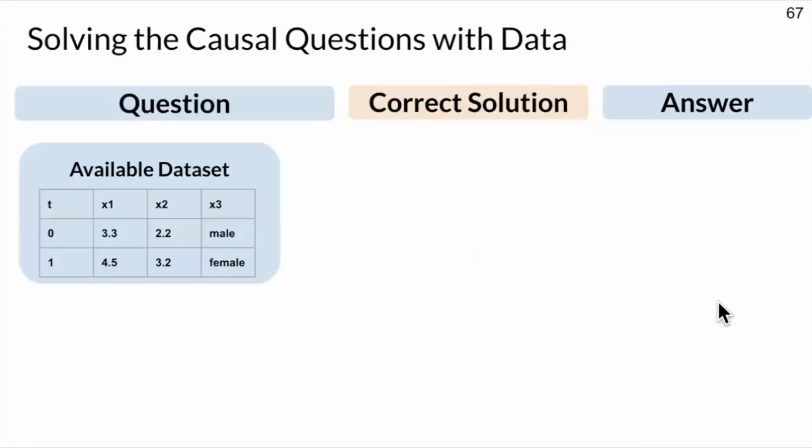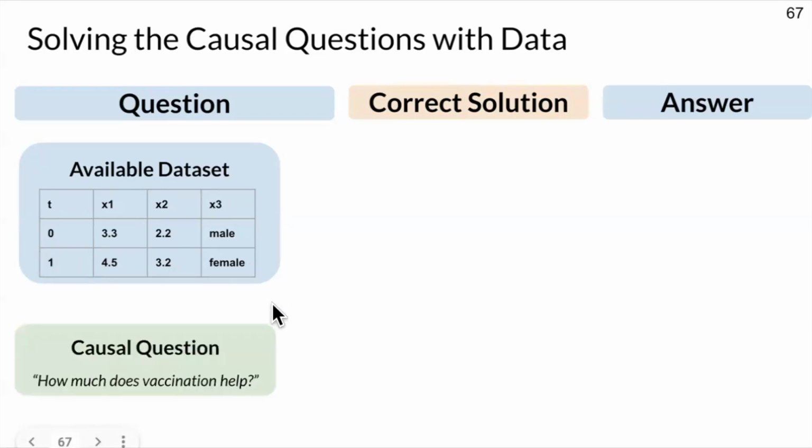How do we do that? So as mentioned, we generalized the input to not only summarize the statistics, but a raw CSV file with maybe a treatment variable, some covariates x1, x2, x3. This is a little bit like patient data taking a certain treatment or not. And then we look at a causal question such as, how much does vaccination help?